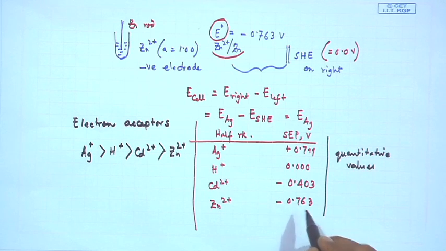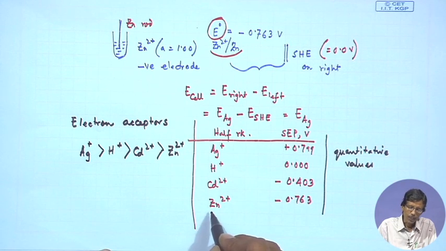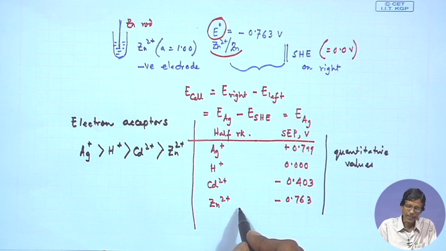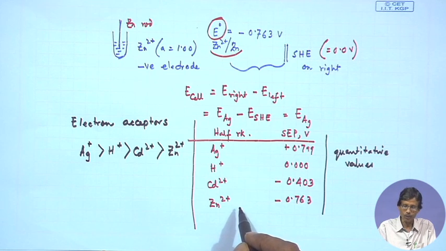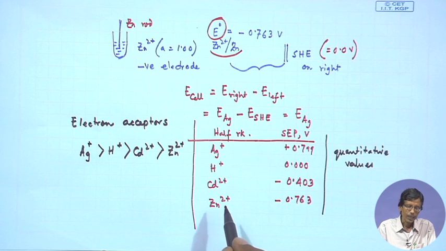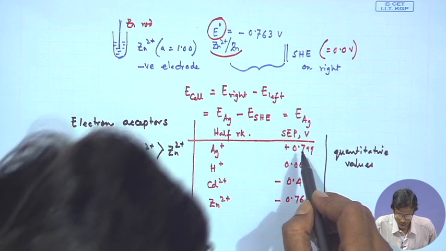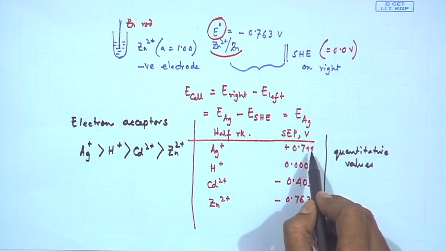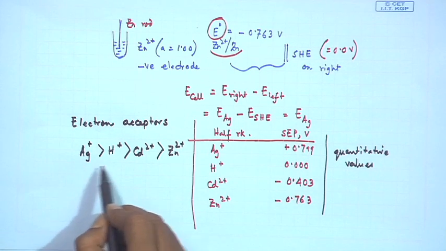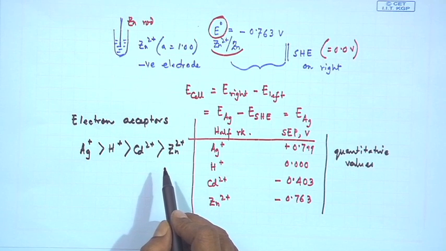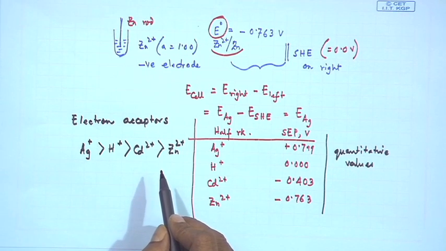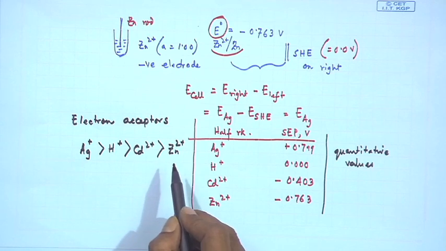So, these potentials are very much useful to tell us whether this particular metallic zinc can function as a reducing agent. That is because zinc 2 plus is a weaker oxidizing agent. Similarly, this particular silver ion will be the stronger oxidizing agent, having a standard electrode potential value of 0.799 volt. So, qualitatively the order we got earlier can also be established in terms of the different E0 values.